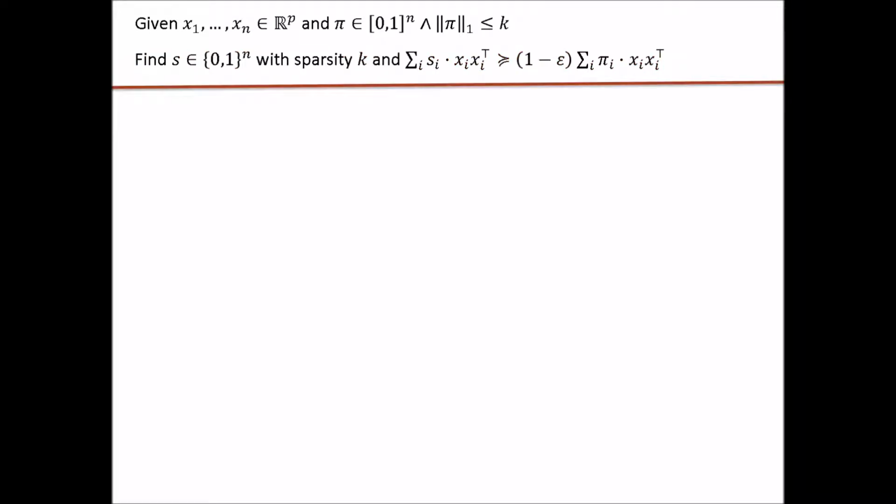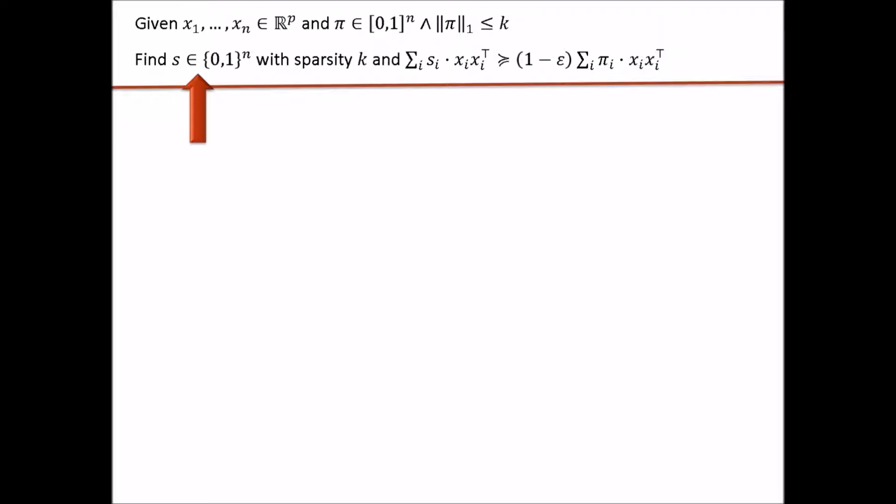Good. So let me summarize the problem. We now have n data vectors, each in p-dimensional space. We have a fractional solution. And we want to find an integral solution with cardinality at most, I'm calling it the sparsity in the talk, sparsity at most k, so that the integral covariance matrix dominates 1 minus epsilon times the fractional covariance matrix. Okay, so this is now the problem I want to solve in the remainder of the talk.